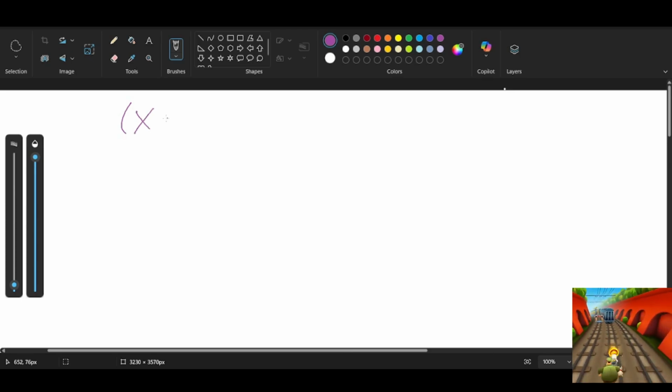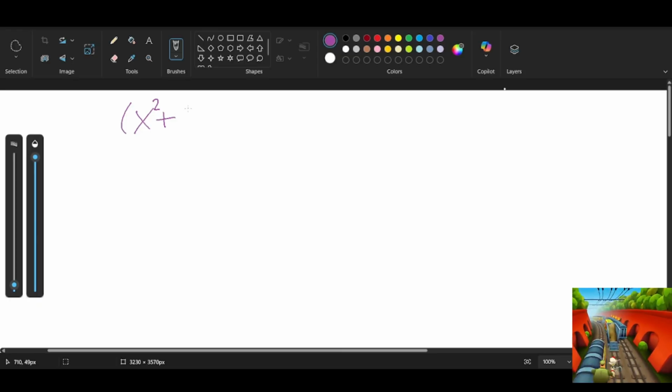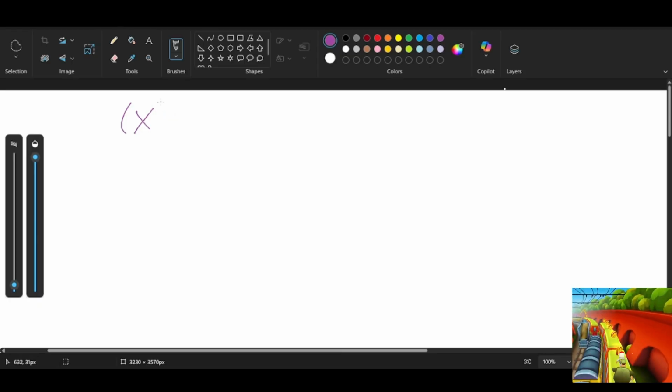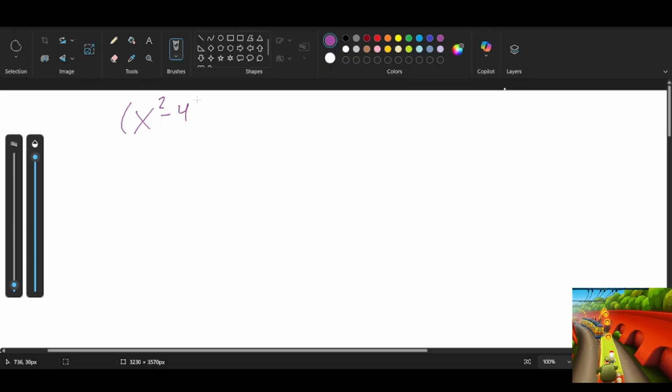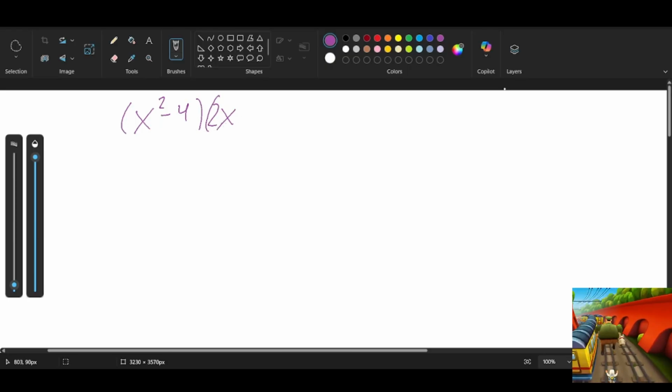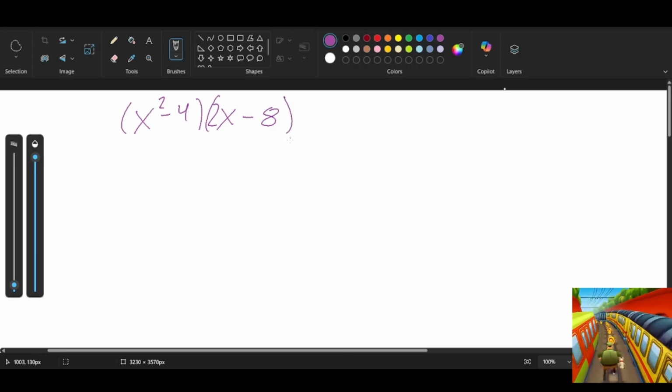I have the function x squared minus 4, and I have 2x minus 8, and outside of the parentheses, it's squared.